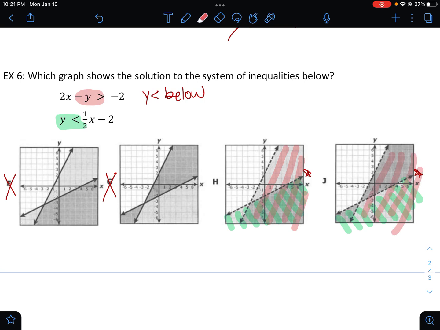Which graph is showing that the overlapping area is darker? Well, if I erase it, we wanted this area right here that was overlapping, so it would be answer choice H.